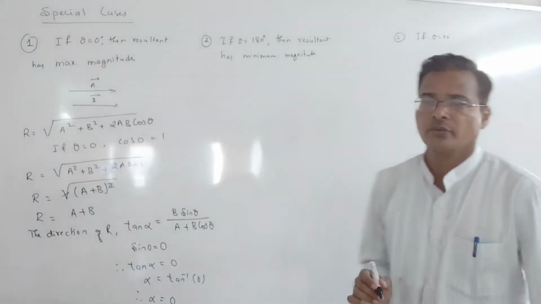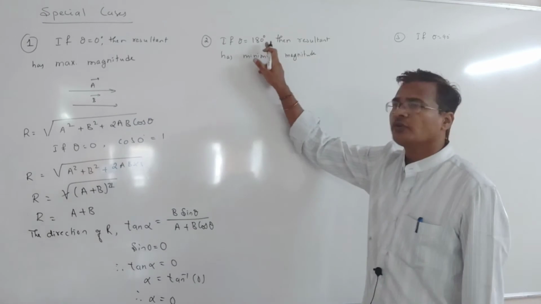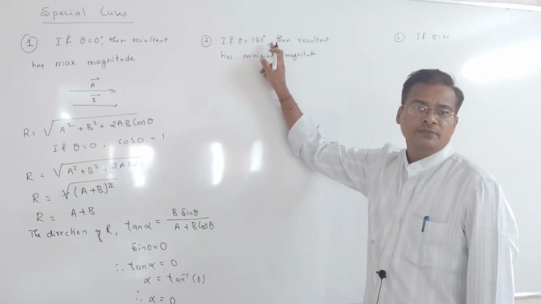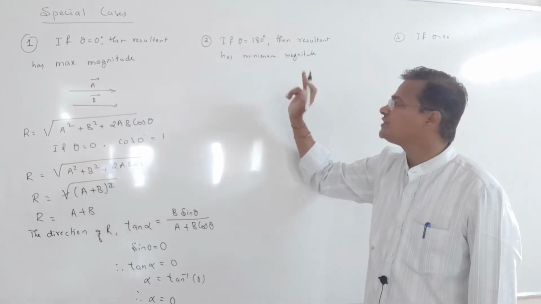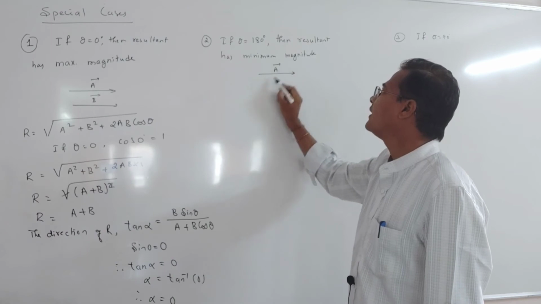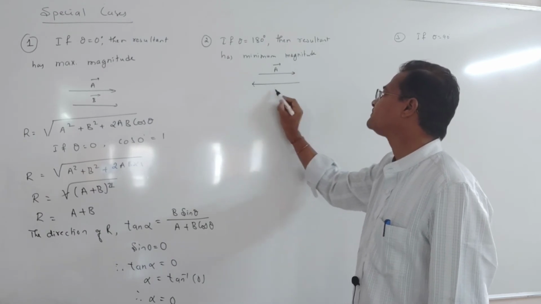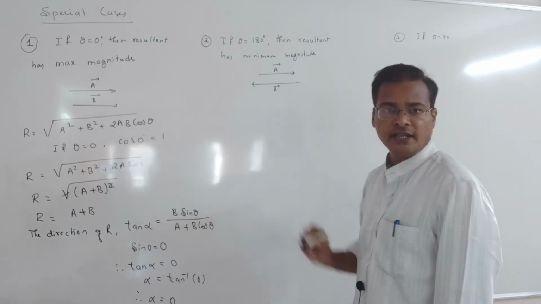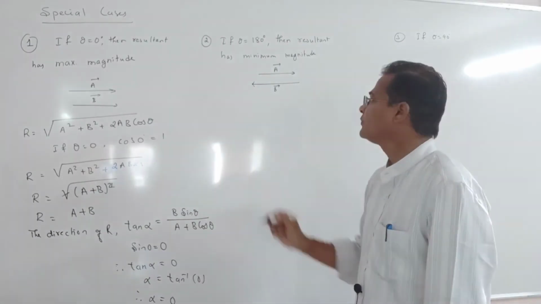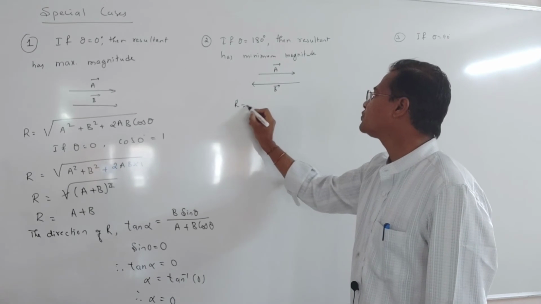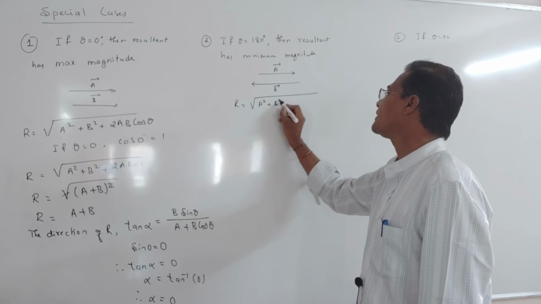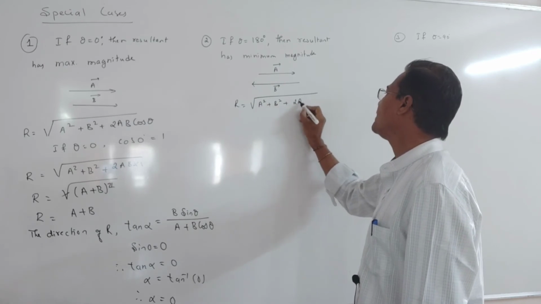Now, second, we are going to understand this. If theta is equal to 180 degrees, what is the meaning of 180? 180 means both directions are opposite to each other. So vector a is going this way and vector b is going this way, both in opposite directions. So then r equal to square root of a square plus b square plus 2ab.